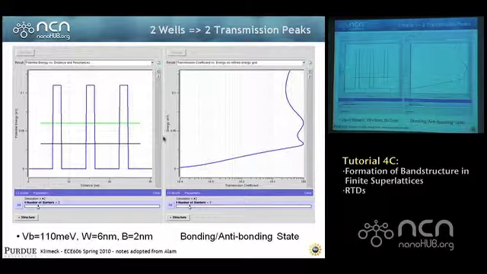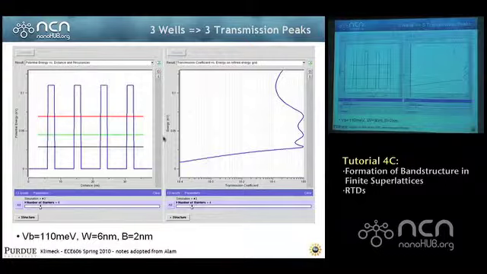All right, now check this out. We'll add a fourth barrier. We will have three wells. That's getting three states together. They talk to each other. And you get a transmission of perfect one.